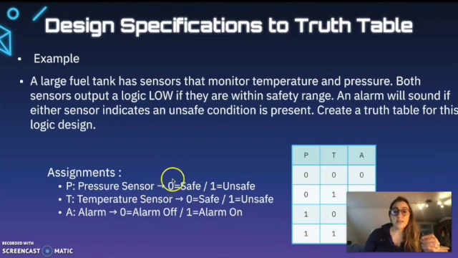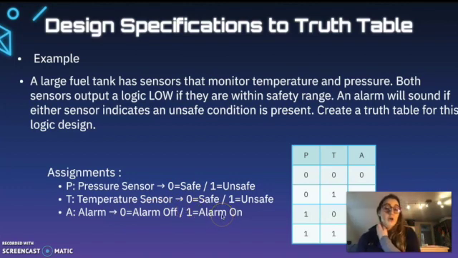Now we need to break down our statements. So if the pressure sensor is off, we're safe. If it's on, it's unsafe. If the temperature sensor is off, we're safe. If it's on, we're unsafe. Again, if the alarm is 0, then it's off. If the alarm is on, then the alarm is going off.